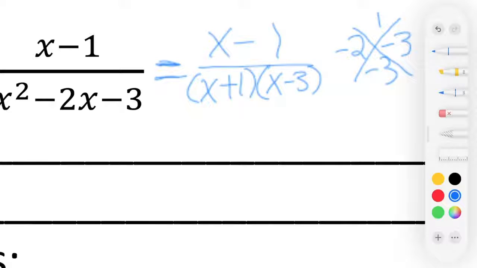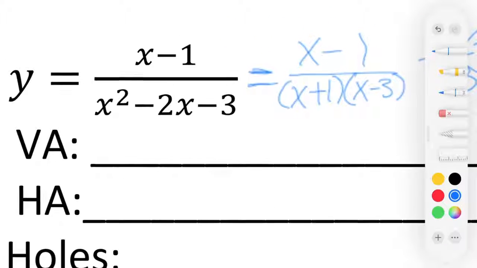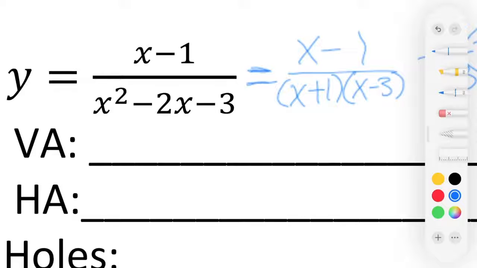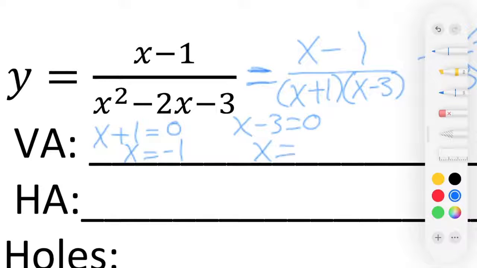So for your vertical asymptote, you're going to take both of those parentheses and set them equal to 0. So x plus 1 equals 0. That gives me x equals -1. You have x minus 3 equals 0. That's going to give you x equals 3. So these are your two vertical asymptotes.